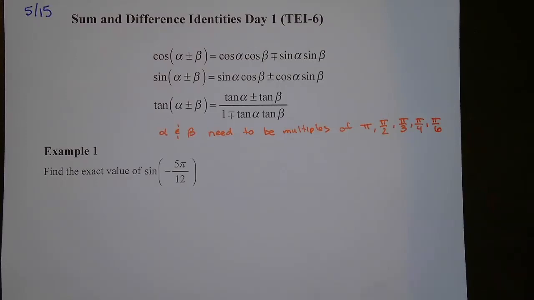So let's just jump in here and do this, okay? So sine of negative 5 pi over 12, okay?